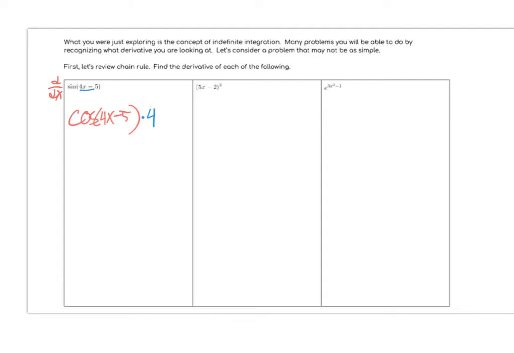For the second one, that's going to be 3 times (5x minus 2) to the second. And then times the derivative of the inside. The derivative of the inside is 5. And then the last one, that's going to be e to the 3x squared minus 1, then times the derivative of the inside, which is going to be 6x. So in each of these cases, we had to multiply by the derivative of the inside in order to get this to work.